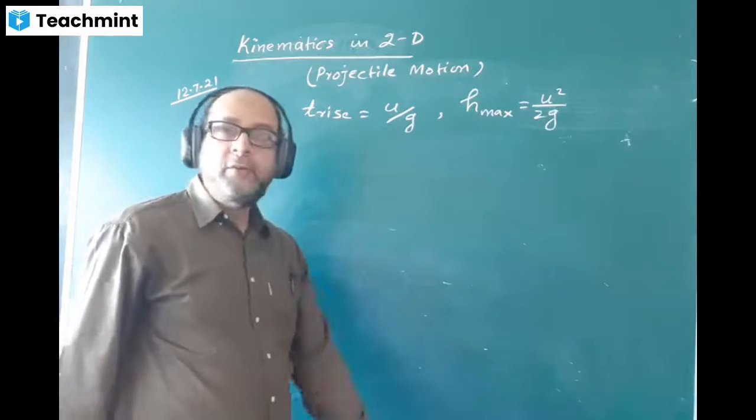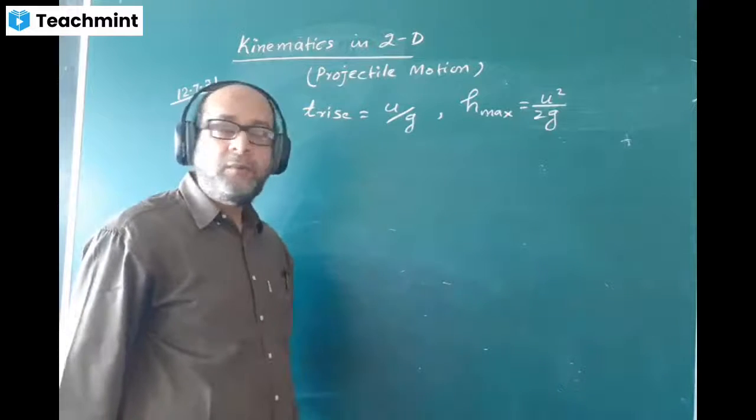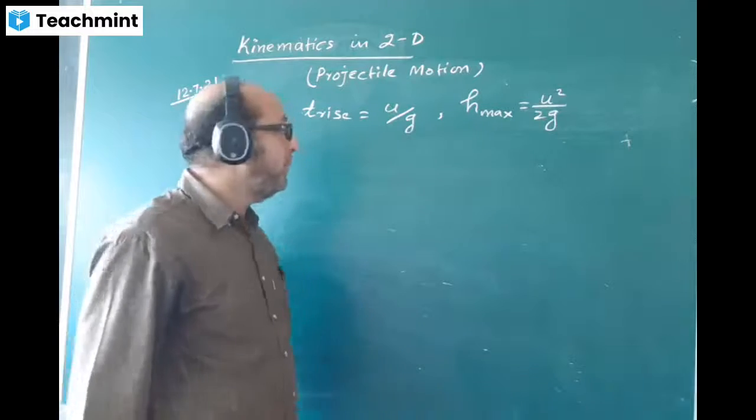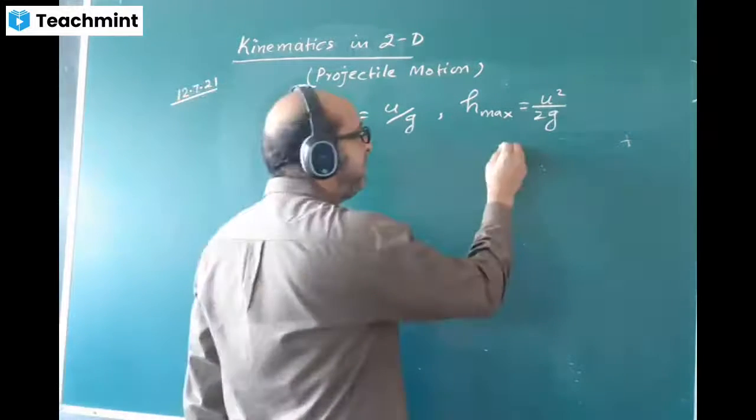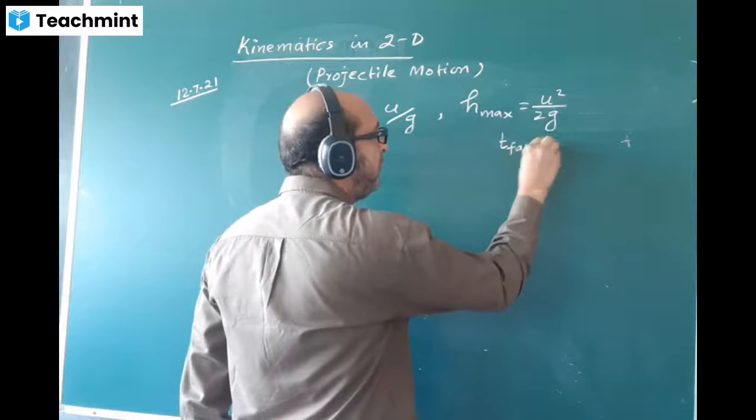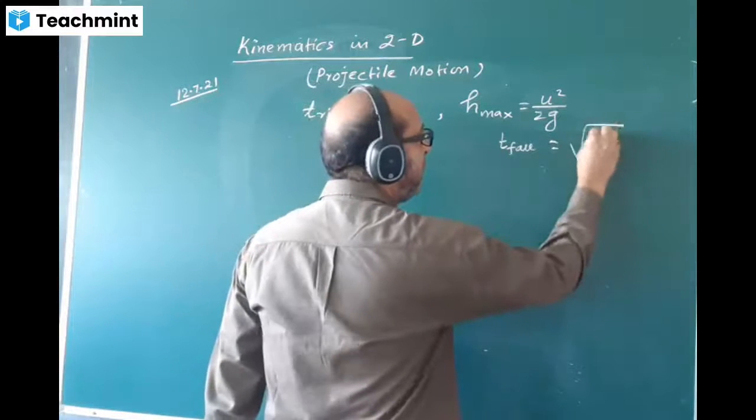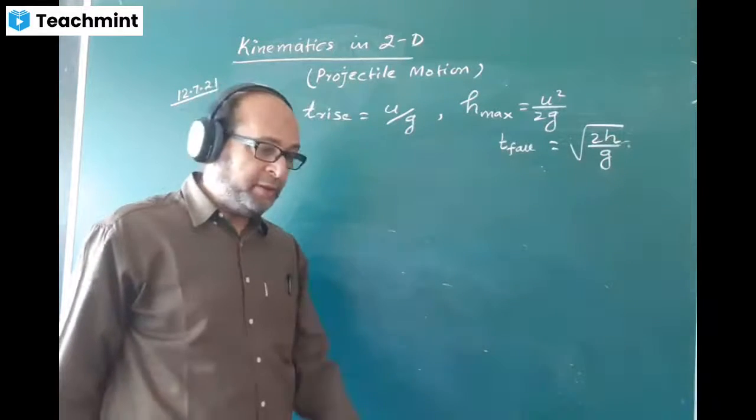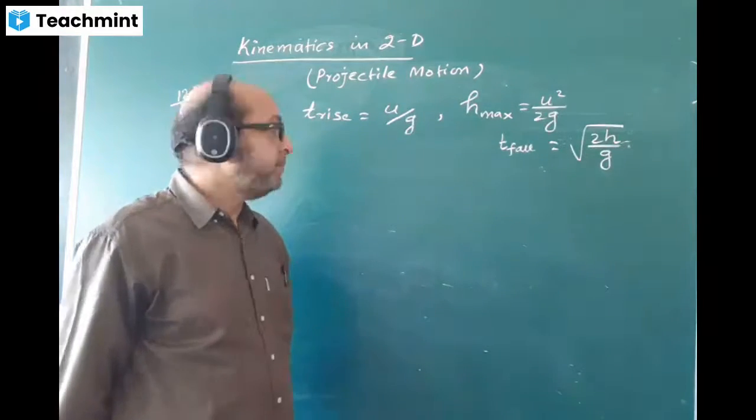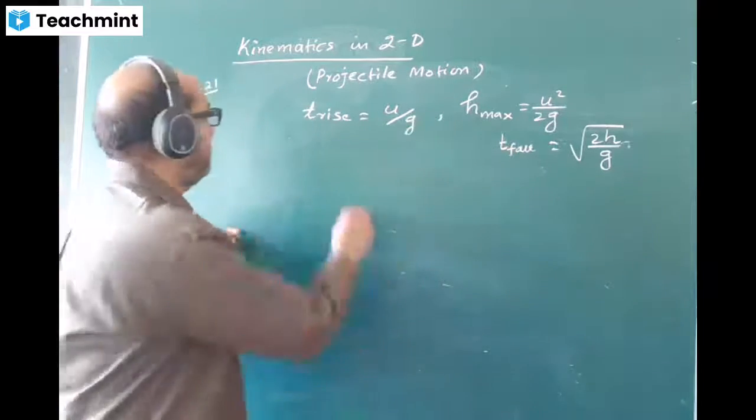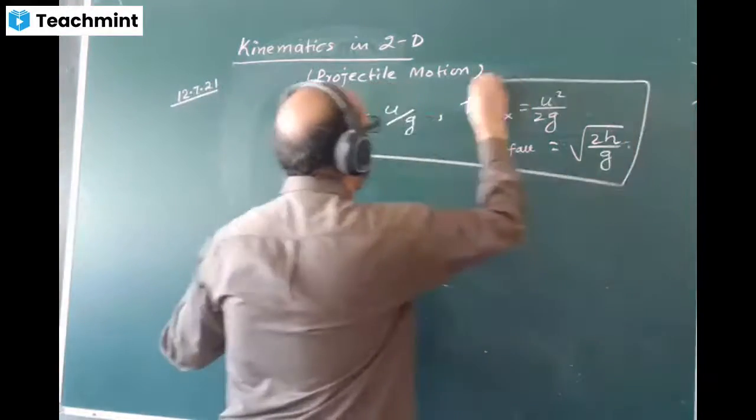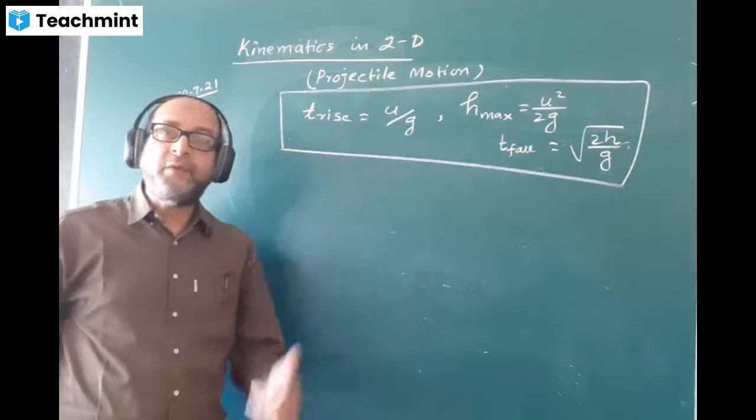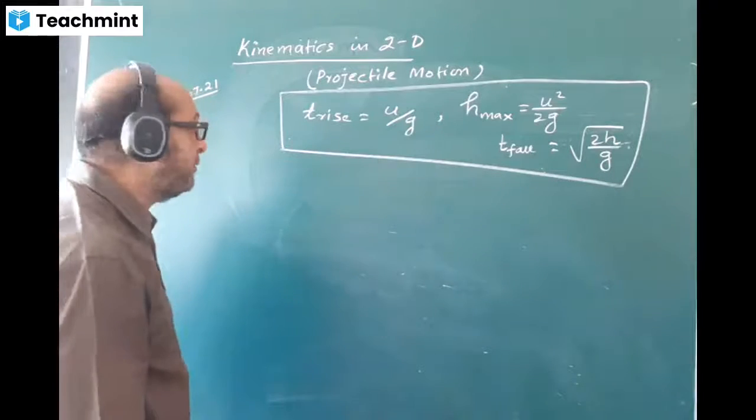And when the body is falling down, the initial velocity is zero. What is the formula of time of fall? Time of fall and time of rise are equal, but when the body goes down with velocity zero, the time of fall formula was root of 2h by g, where h is the height through which the body is falling down. I'm sure you know these three formulas. These three formulas will be used in this chapter as well, but in a little different way. I'll show how we can use them.